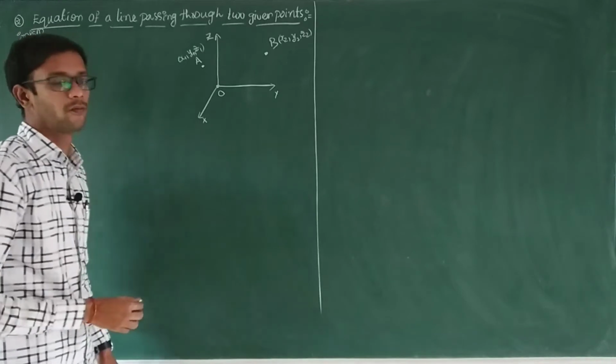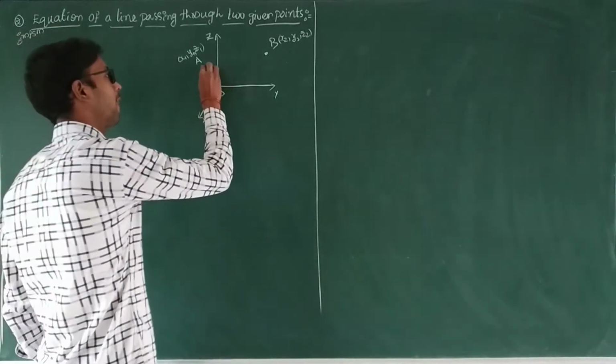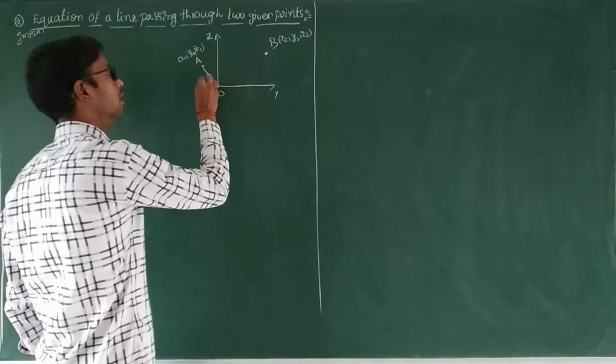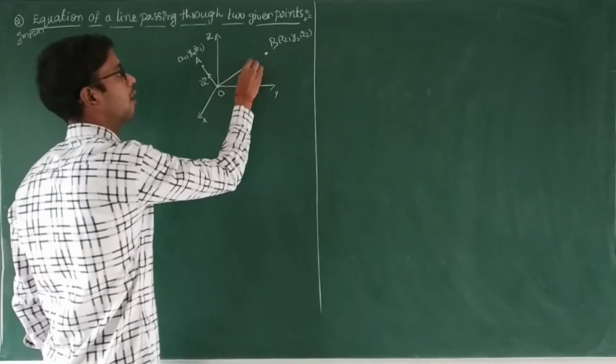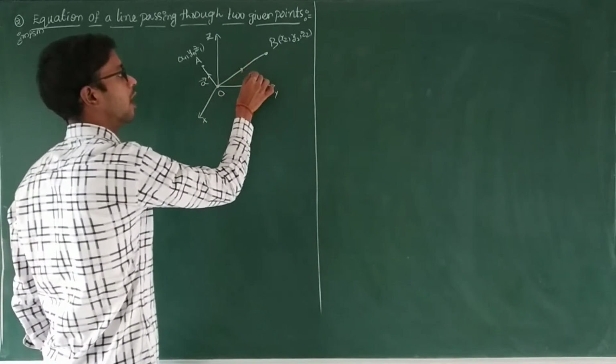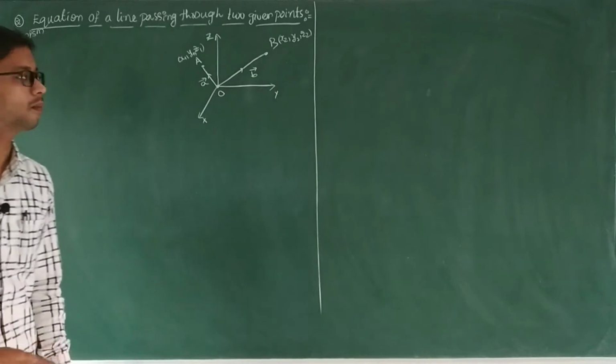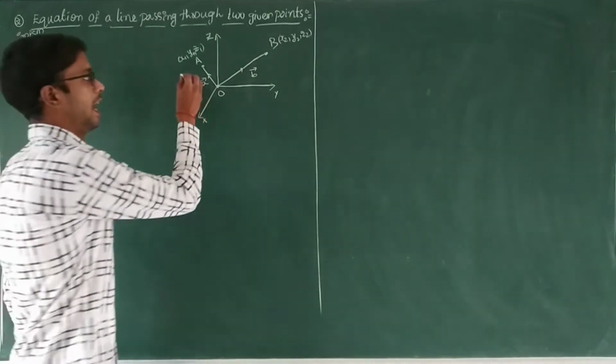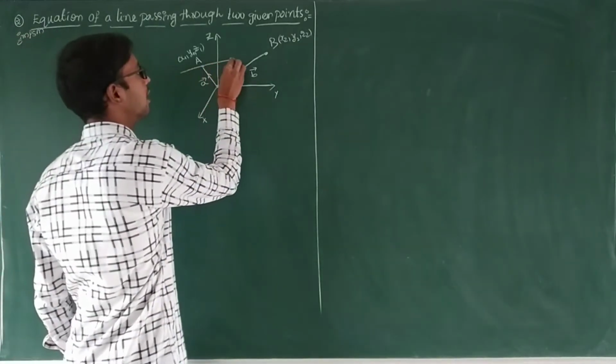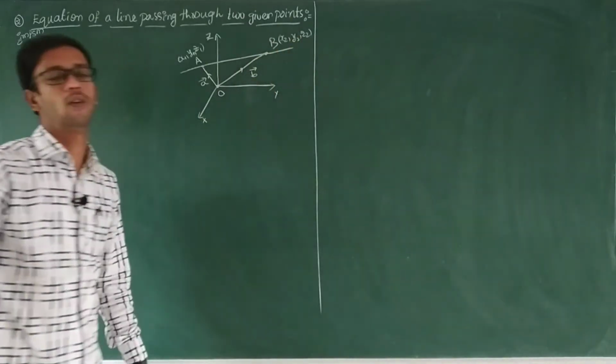So now I join the OA. This is the vector A bar. This is the vector B bar. A line equation passing through the given 2 points we have to find.